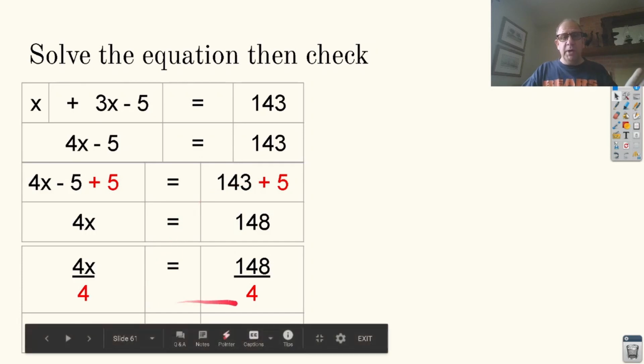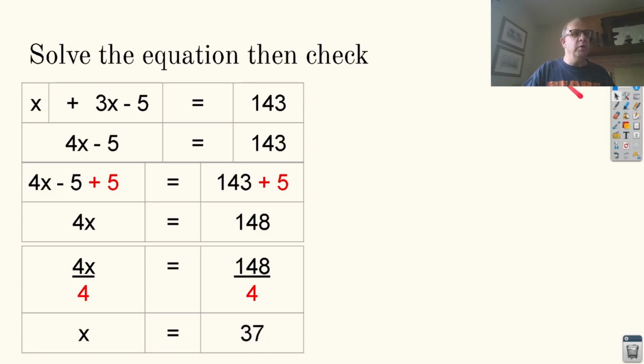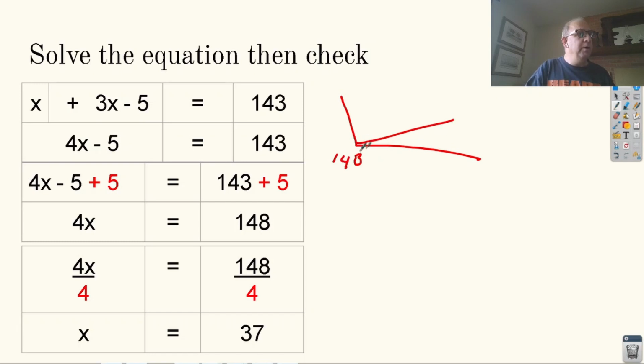I know one of my equations was x. Remember we had the two angles equal 143, right? One of those angles was x. The other angle was 3x minus 5. So now I know this one is 37. This one is 3 times 37 minus 5. Right? So I'm going to put that in and check.